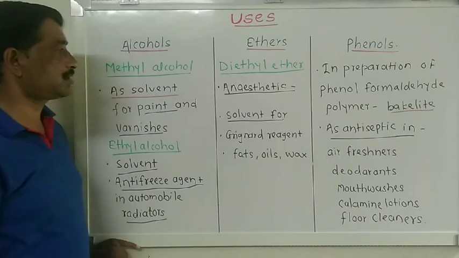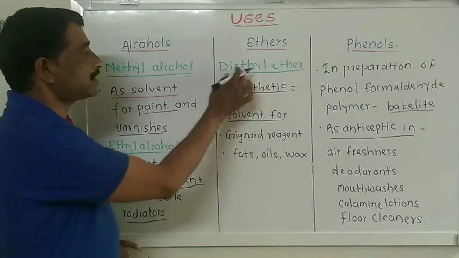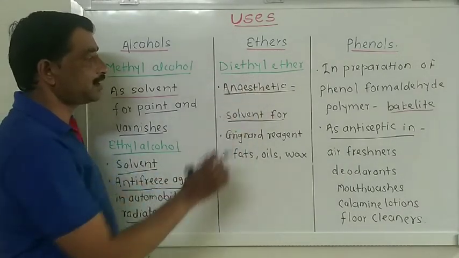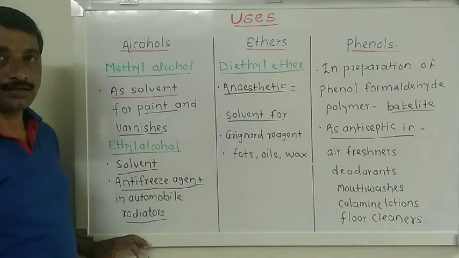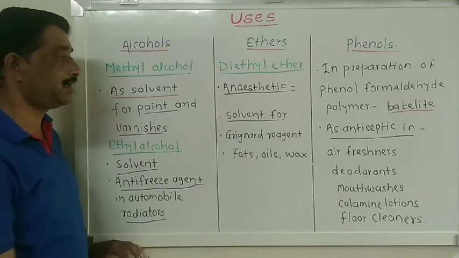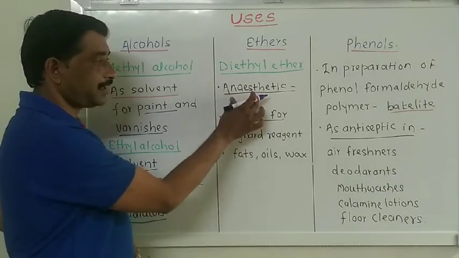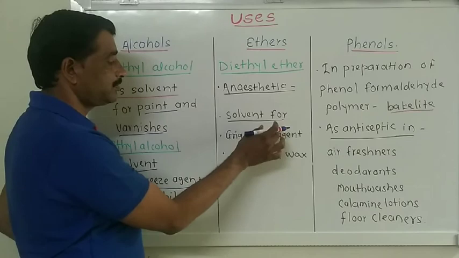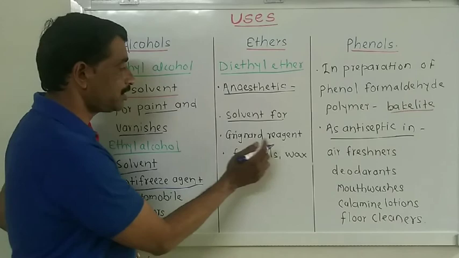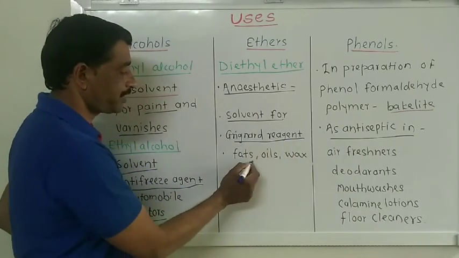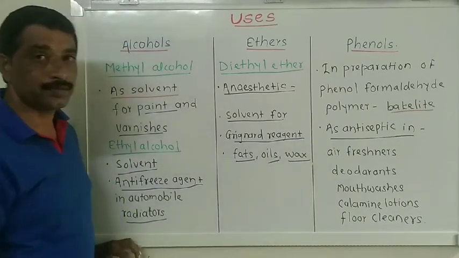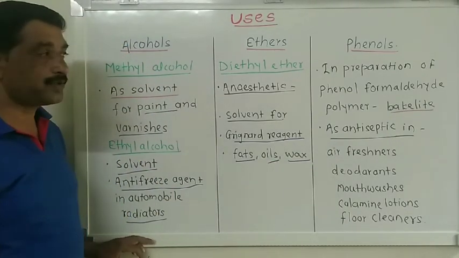The next one is ethers. An important ether is diethyl ether. Initially, diethyl ether was used as an anesthetic in surgical operations. Now it is replaced by another safe anesthetic, so it is not used as an anesthetic now. Ethers are used as a solvent for different chemical reactions, as a solvent for Grignard reagent, and as a solvent for fats, oils and also wax. This is about the uses of ethers.